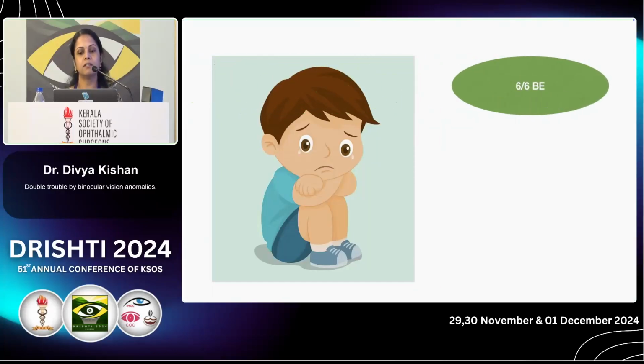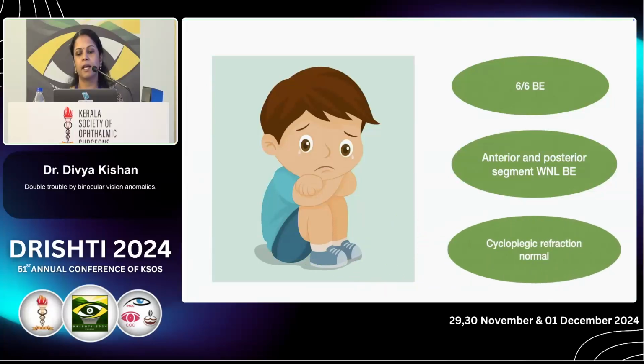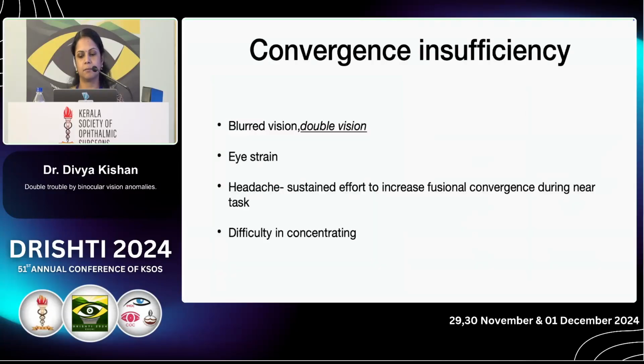On examination, you find that the visual acuity is 6/6 in both eyes. The anterior and posterior segment examination, with special emphasis on ocular motility, is within normal limits, and the cycloplegic refraction is also within normal limits. On detailed evaluation, in the prism cover test, there is 12 prism diopters exo for near and ortho for distance. The near point of convergence is 15 centimeters and the near point of accommodation in OD and OS is 8 centimeters. So we come to the provisional diagnosis of convergence insufficiency.